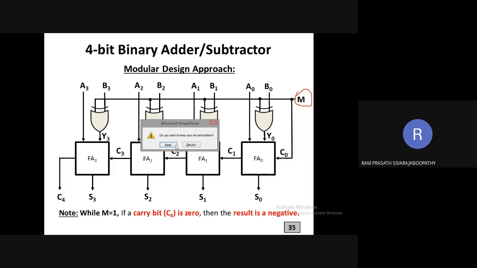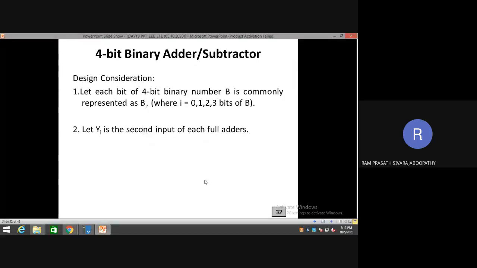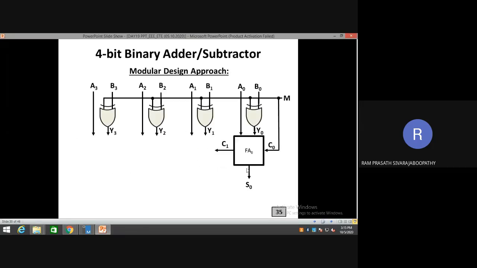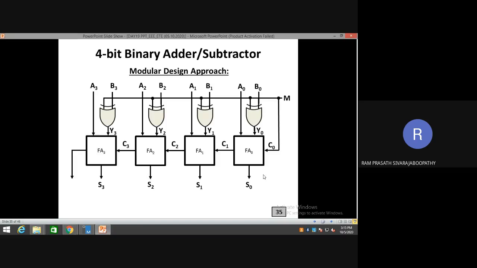Okay, now we will move on to the lab session. Kindly take a screenshot. Kindly take a screenshot of this circuit. Okay, we will move to the next lab session.